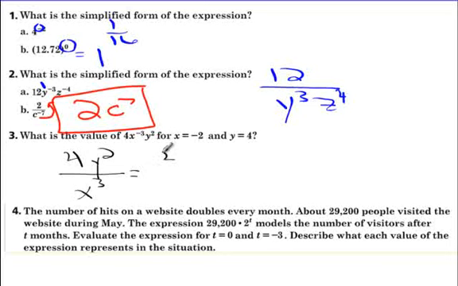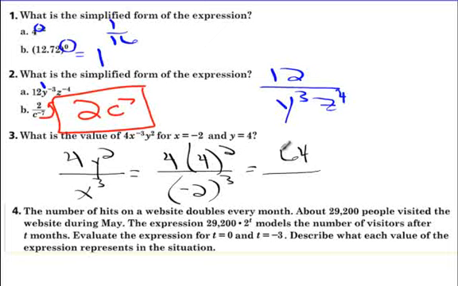And now we say 4 times y is 4 squared over x is -2 to the 3rd power. So 4 times 4 is 16, so that's squaring it. And then 16 times 4 is 64. And I have -2 times -2 times -2 is -8. And if I divide again, I get -8 as my final answer.